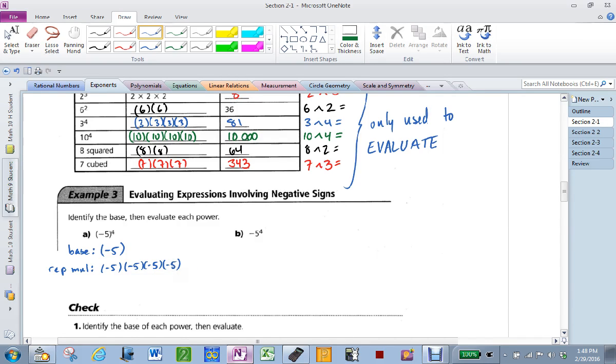Right? Now we're going to evaluate it. If we're going to evaluate, what button must we hit? The negative button, and then the exponent button. Yes. I want everybody, without me telling you how to do it, to use your calculator to try and evaluate this and tell me the answer.